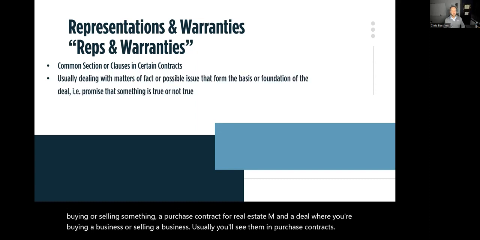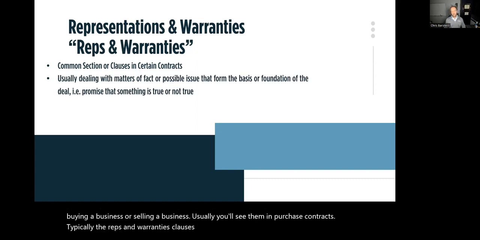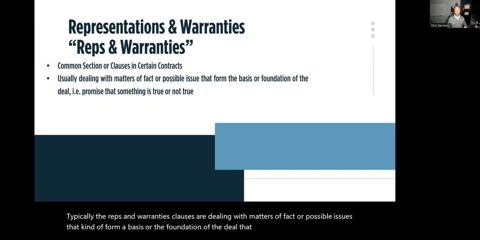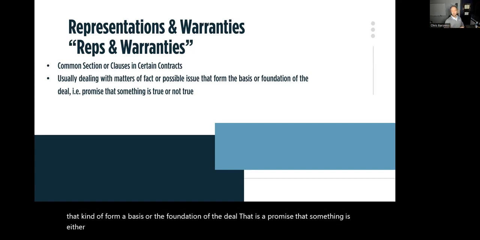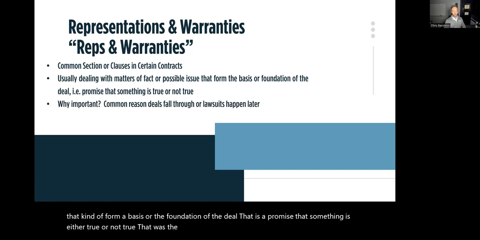Typically, the reps and warranties clauses are dealing with matters of fact or possible issues that form a basis or the foundation of the deal. That is a promise that something is either true or not true. Those are the most common types.